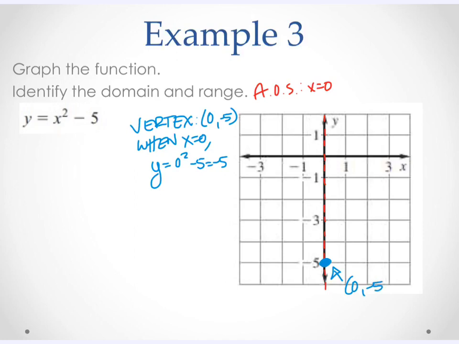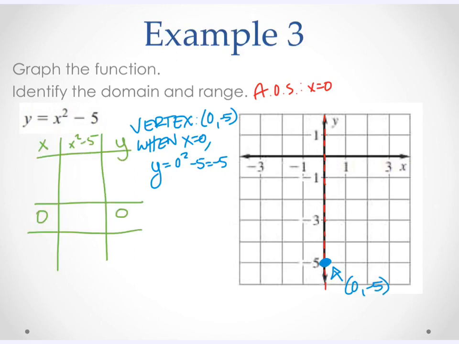Plot that and label. We want to center around our vertex. I put 0, 0. That should be 0, -5. Whoops. You know it's 0, -5. Plug in 1, it's -4. Plug in 2, we get -1.